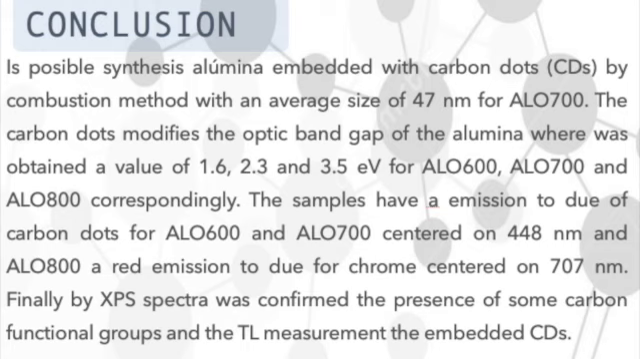with an average size of 47 nanometers for ALO 700. The carbon dots modify the band gap of the aluminum oxide, where values of 1.6, 2.3, and 3.5 electron volts were obtained for ALO 600, ALO 700, and ALO 800 correspondingly.